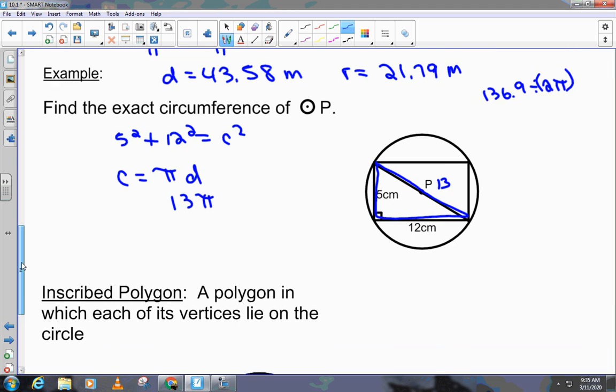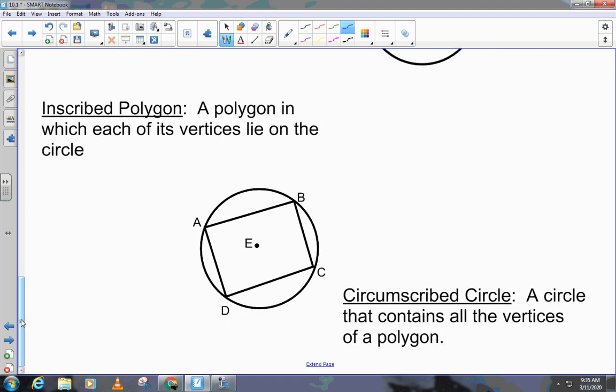All right, last thing. I think we've talked about this a little bit back in one of our other chapters. An inscribed polygon is a polygon in which each of its vertices lie on the circle. So this right here, I'm going to highlight it in blue, is an inscribed polygon, which means each of its vertices lies on the circle, okay? Now, I could look at this picture differently, and I could say that this was a circumscribed circle. And that is a circle that contains all the vertices of a polygon, okay?